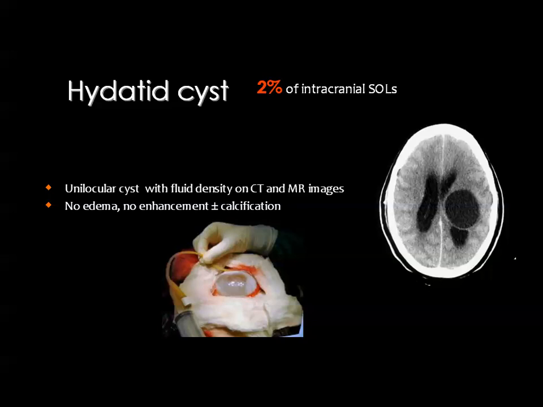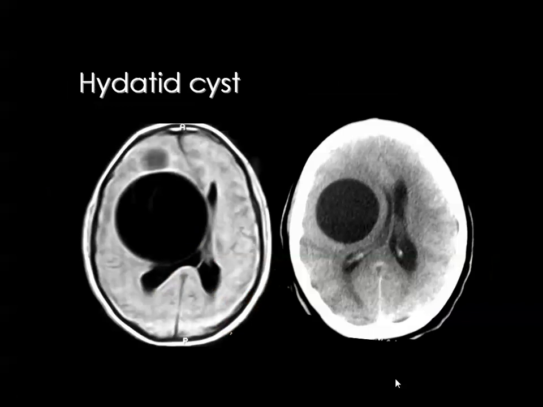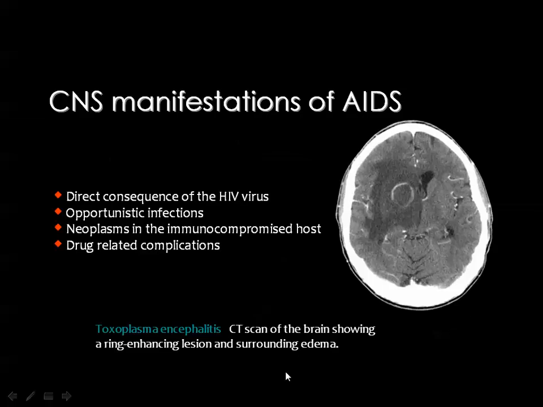One of the parasites inside the brain is the hydatid cyst. The hydatid cyst is an intraaxial lesion. We have discussed it in the intracranial cysts, and it's usually unilocular with fluid density on CT and MR. If you inject contrast, it will not show any enhancement. It may show calcium in the wall and is not usually surrounded by perifocal brain edema. This is an example of hydatid cyst in the CT scan, and this is an example of hydatid cyst in the MRI T1 weighted image.